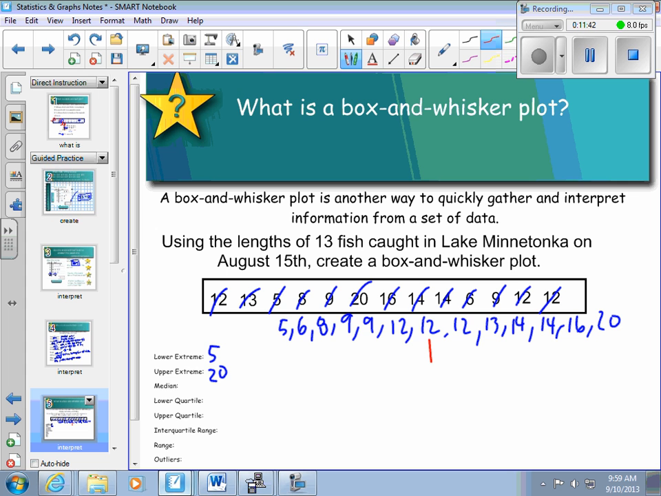So our median here is 12. Now we're going to find our lower and upper quartile range. Our lower quartile range is going to be the middle of what's left. So we got these 6 numbers over here. We want to find the middle of that. So the middle of 6 is going to be between the 3rd and 4th number right here. That's going to be our lower quartile.